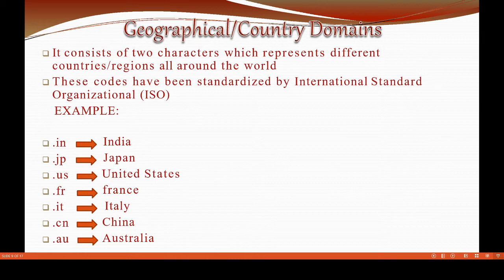For example, .in is India, .jp is Japan, .us is United States, .fr is France, .it is Italy, .cn is China, and .au is Australia, like that. Okay, this is a geographical country domain name.